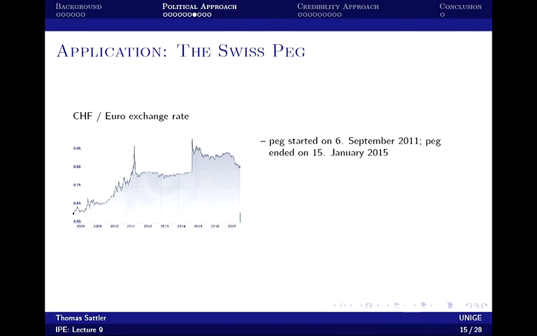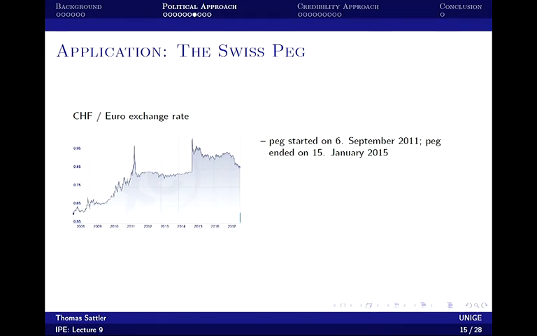So this is the exchange rate between the Swiss franc and the euro from 2008 to 2017. This is the amount of euros that you get for one Swiss franc, and this constantly increases when the eurozone crisis started. So from 2009 onwards, when the eurozone crisis really deteriorated, the Swiss franc became more and more expensive, right?